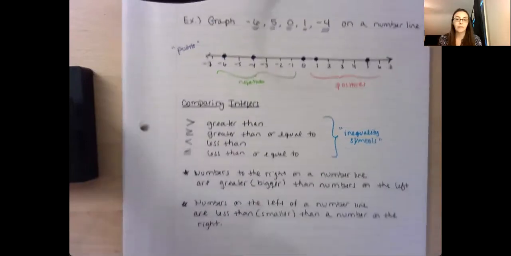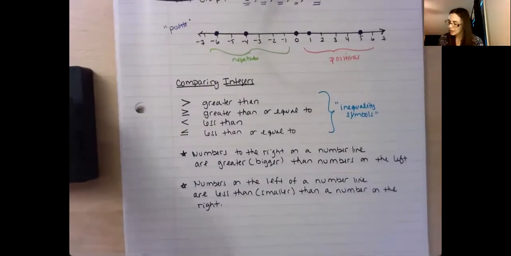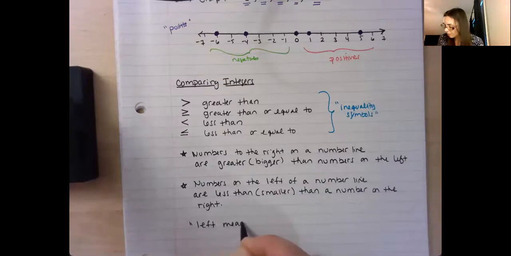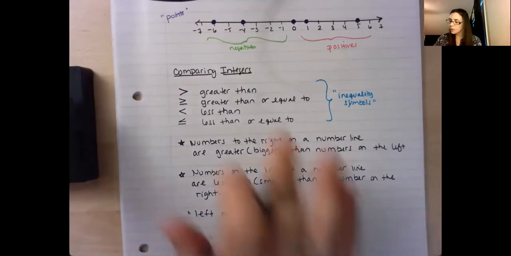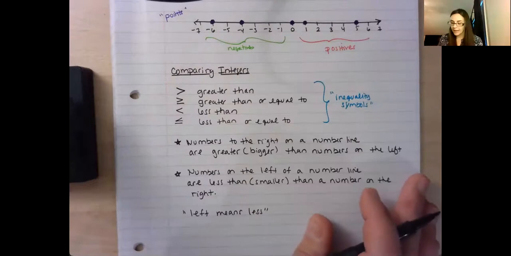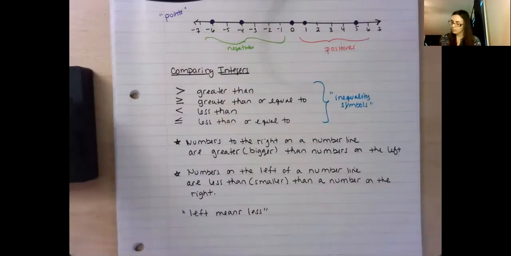on the right. Now, an easy way that I remember this is I think left means less. So if a number is on the left, it is less. So we can use our number line up top here and just do a few examples.